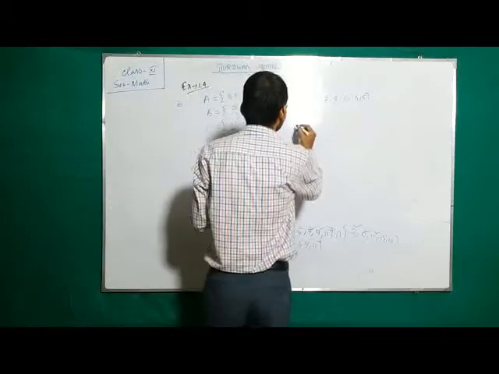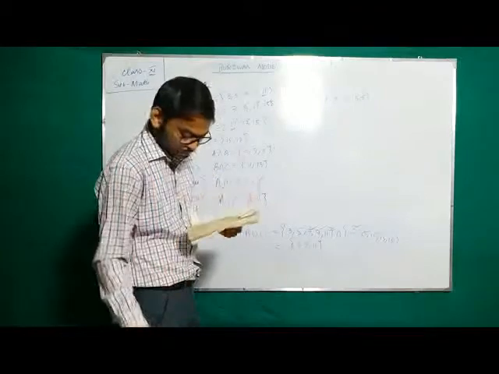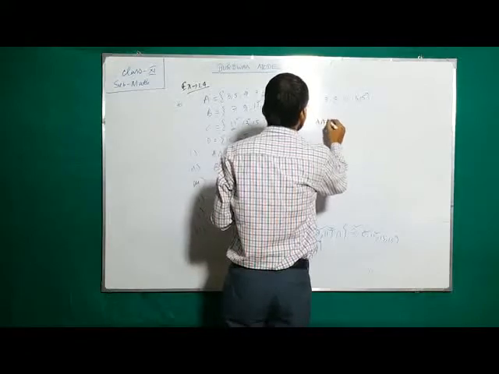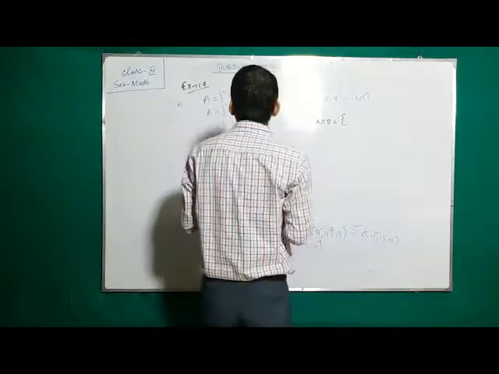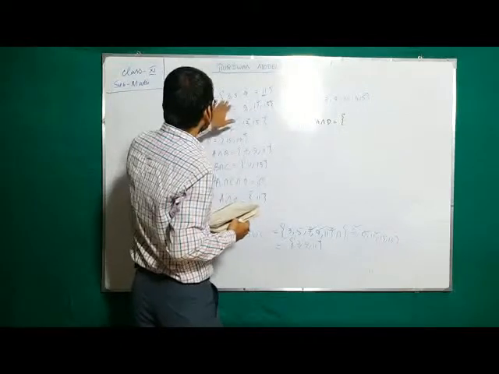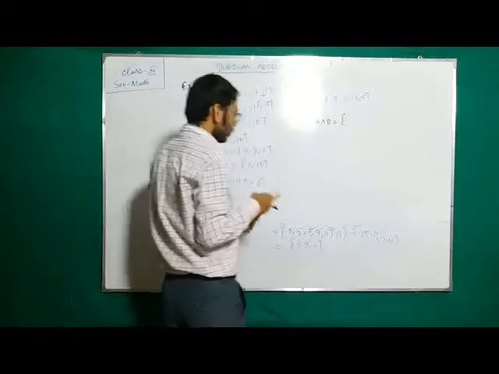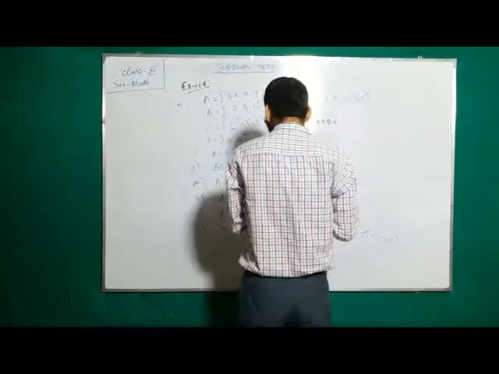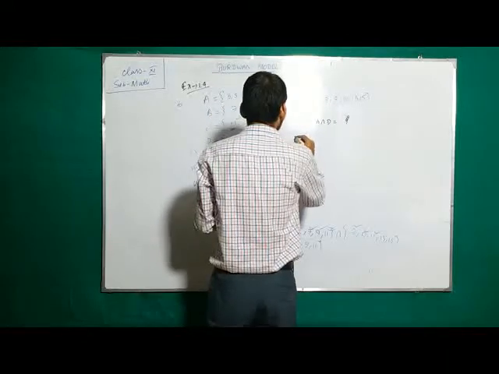Now question number 7. A intersection D. A equals 3, 5, 7, 9, 11. D equals 15, 17. So there is no common element. So it is the null set φ.